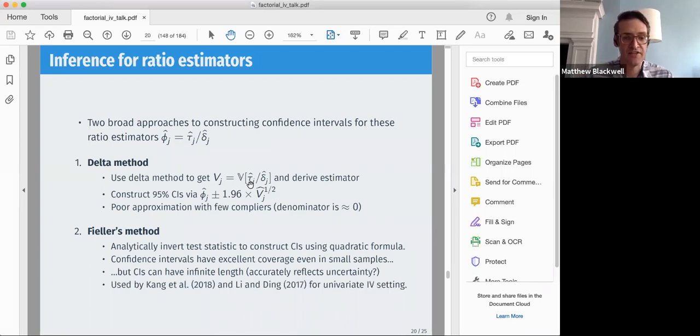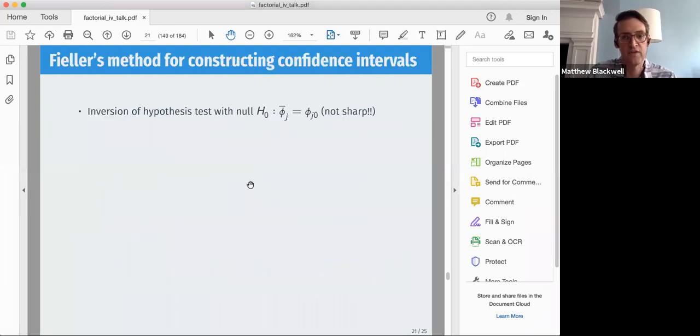This broad approach was used by both a paper by Kang et al. and Li and Ding, separately, for the univariate IV setting. And so what we're going to do is apply this to the joint setting. I'll just describe how this method works to give you a sense. I won't go through all the details, but the basic idea is that we're going to do an inversion of the test of the null hypothesis that the ratio quantity of interest is equal to some value. Note that this is not a sharp null hypothesis. It's just a regular null hypothesis, because this is an average, not an individual-level quantity.